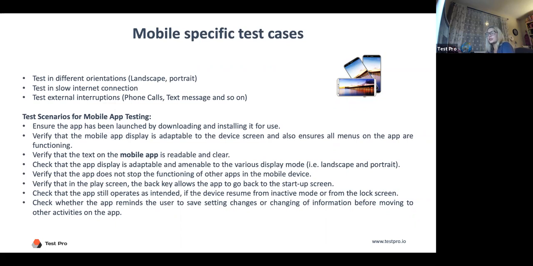So in this case, it will be smoke. Once you see that the app display is adaptable and you see everything on the screen, like layout and menus, you need less than a minute to verify everything is fine. So in this case, it will be small, guys. This test case is still a smoke. Okay, so verify that the text on the mobile app is readable and clear.